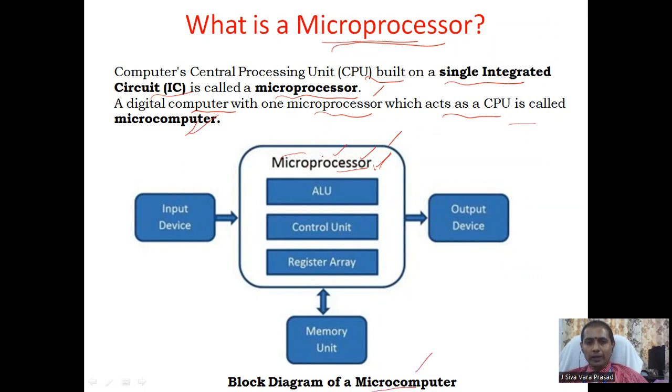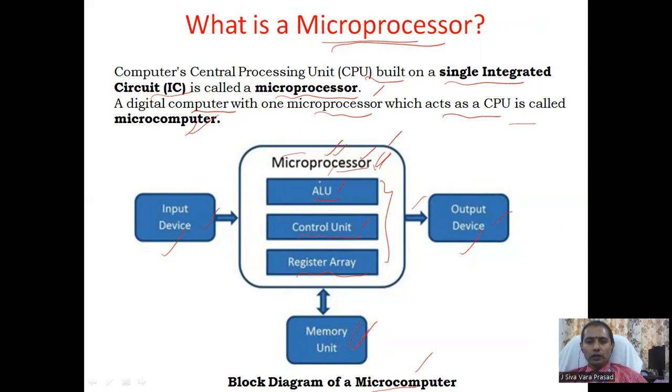In that, the main unit is a microprocessor. In that microprocessor, we have three units: the arithmetic and logical unit, a control unit, and a register array. These three units are present in the microprocessor. The other outside units are the input device, the output device, and the memory unit. The main aim of the microprocessor is to receive data either from the input device or from the memory unit, perform the required operation with the help of internal units present in the microprocessor, and then the result will be sent back to either the output device or again into the memory unit.